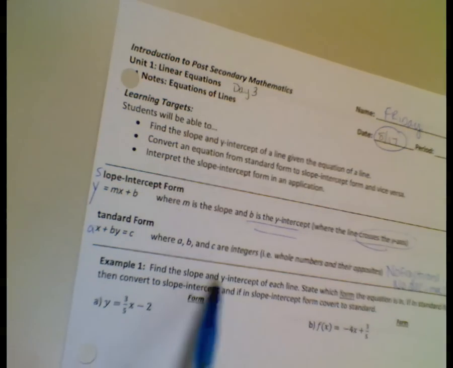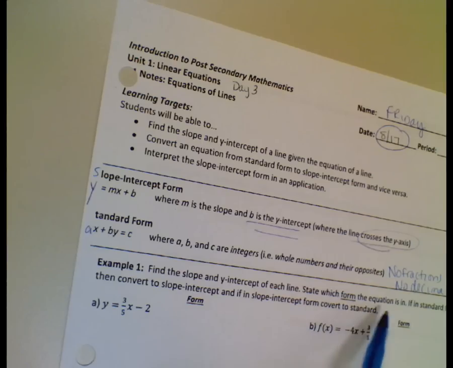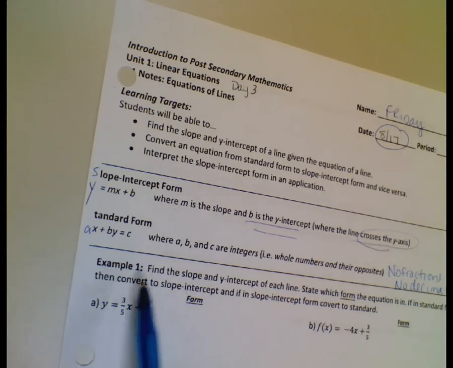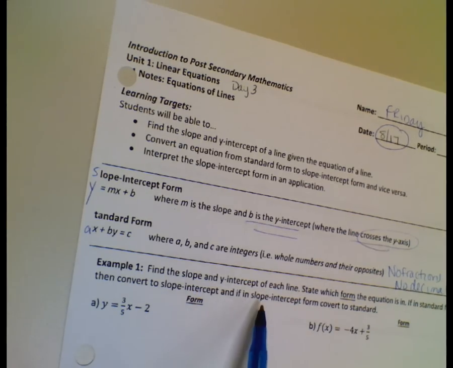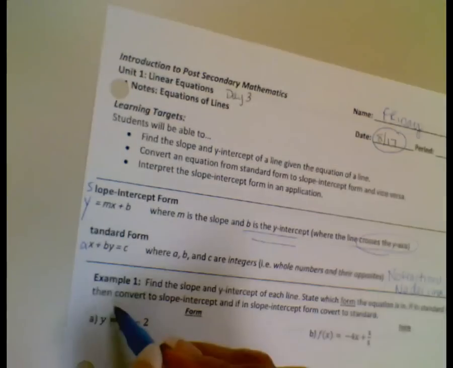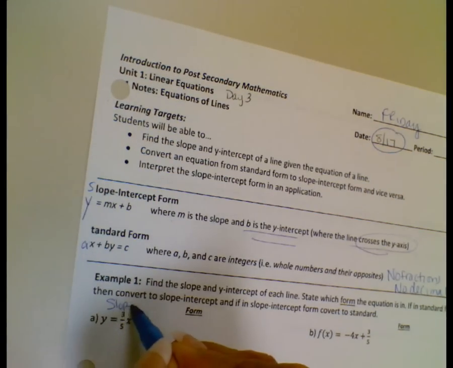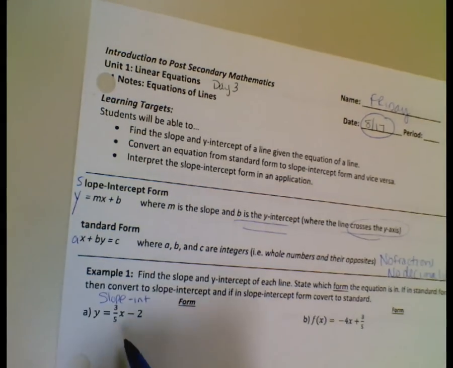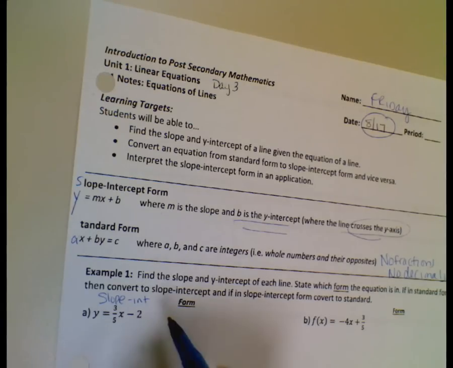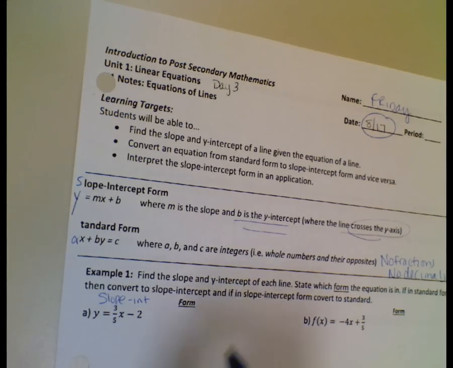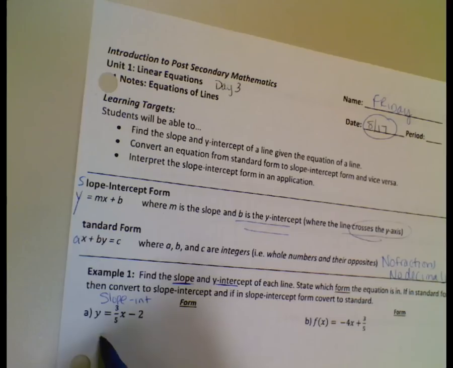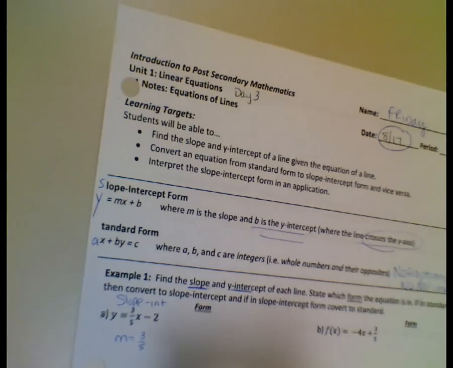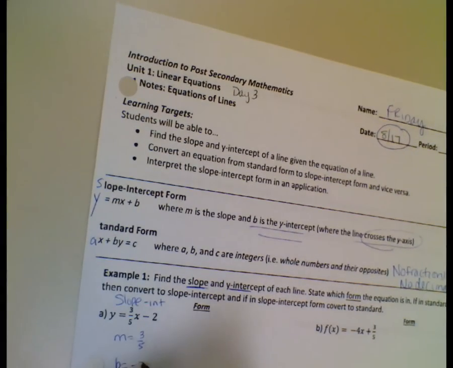It says find the slope and the y-intercept of each line. State which form of the equation it is in. If it is in standard form, then convert it to slope-intercept form. If it's in slope-intercept form, they want you to convert it to standard. So this is slope-intercept form, which means when it's in slope-intercept form, you can actually tell me the slope and the y-intercept. And they did say find that. Find the slope and y-intercept. So m is 3/5. That's your slope. The y-intercept is -2.